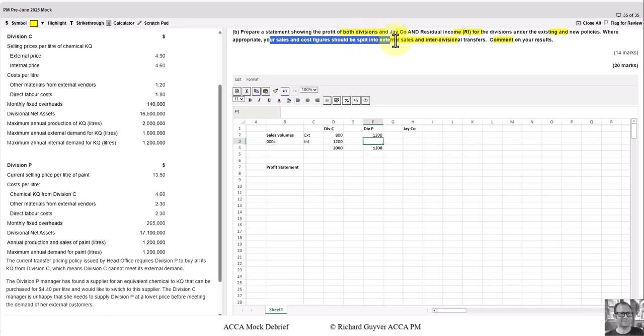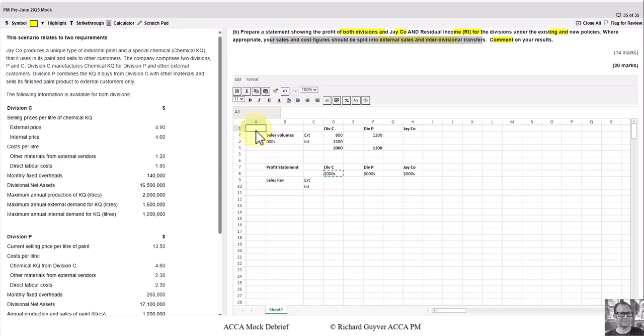I need to make sure my sales and cost figures are separated out in the same way, internal and external. I should label my spreadsheet current policy. Division C sells externally for 490 and its external volumes are there, and it sells internally for 460. Division P sells externally for 1350, and then with J I just take the total. One thing to think about is whether I should do a total of the internal sales. As long as I'm consistent, I think it's okay.